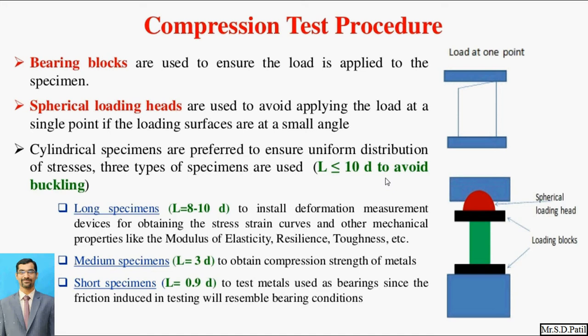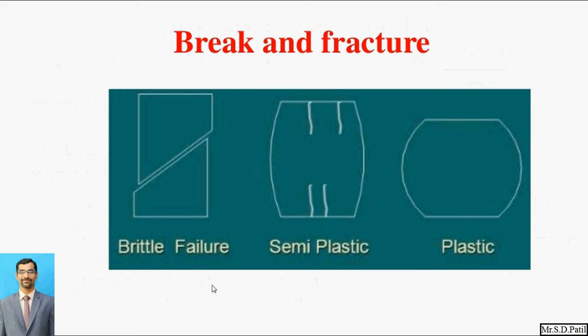Cylindrical specimens are preferred to ensure uniform distribution of the stress. Three types of specimens are used: the long specimen, in which the length is 8 to 10 times the diameter; the medium specimen, in which the length is equal to 3D; and the short specimen, in which the length is almost equal to the diameter. The test metals used for the bearing, since the friction induced in the testing will resemble the bearing condition. So these are the conditions of the compressive test.